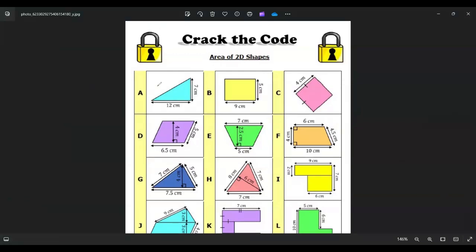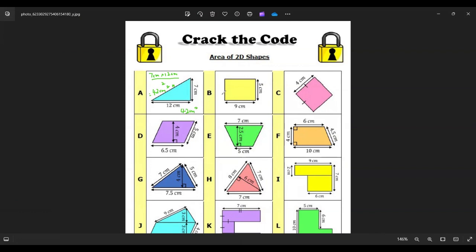So let's start with question A. It wants us to find the area of the 2D shapes. In order to find the area of the triangle, this is a right angle triangle, we need to use the height times the base divided by 2. So in this case, we'll use 7 cm times 12 cm over 2. So we would get 42 cm squared. This is the answer for question A.